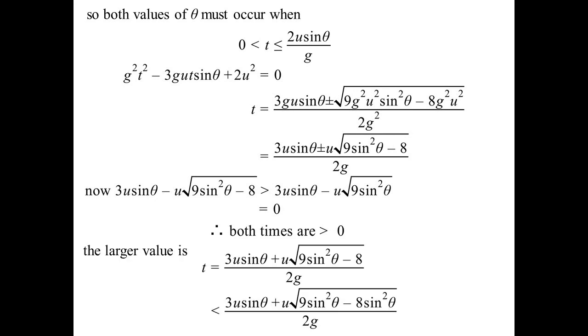That's good. Well, what's the largest value? Because remember, we want to show it's in between 0 and 2u sine theta on g. So what's the largest one? Well, the largest one would be t equals 3u sine theta plus u root 9 sine squared theta minus 8. Well, that's going to be less than, and in the square root sign there, I've rewritten that as minus 8 sine squared theta. Because 8 sine squared theta, well, the biggest it could be is 1. So therefore, all the others must be less than that amount. Well, that means that t is less than this expression, 2u sine theta on g. Hang on, t has to be in between. So both times do occur within the time of flight.